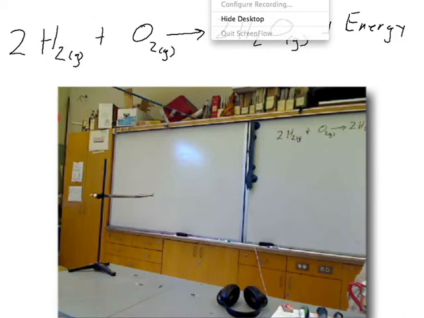So this is important. Being able to do this limiting reactant stuff is important for a lot of reasons, not just because we can get glasses of water to drink when we're thirsty. Okay?